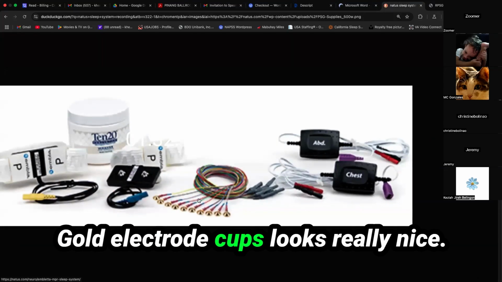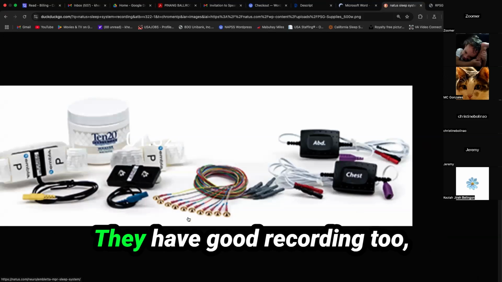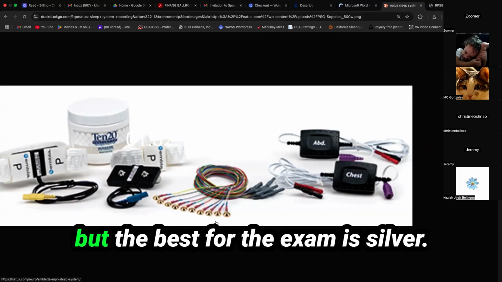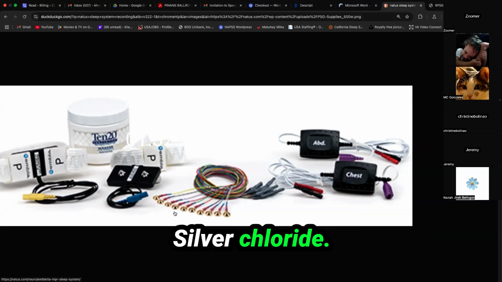Gold electrode cups look really nice. They have good recording too, but the best for the exam is silver chloride.